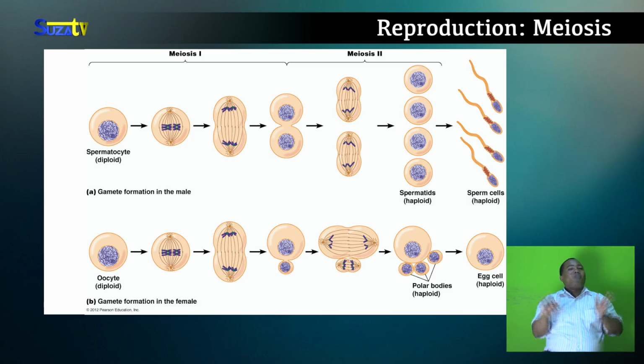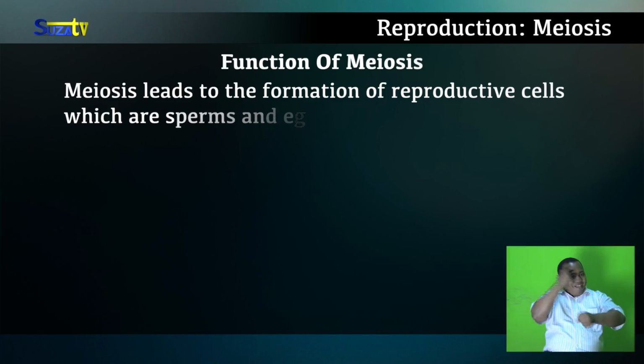My dear students and other viewers, here we see how the meiosis process is very necessary in gamete formation. So now let's look and learn about the function of meiosis. The first one is that meiosis leads to the formation of gametes. That is the great role played by the meiosis process in our bodies.